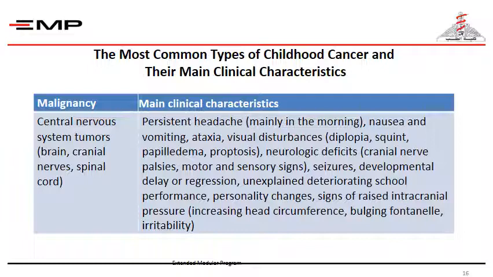So the second most common malignancy in pediatrics is the central nervous system tumors. The main clinical characteristics of which are persistent headache, nausea or vomiting, ataxia, disturbed gait, visual disturbances in the form of diplopia, squinting, papilledema, proptosis, and neurological deficits like cranial nerve palsies, motor or sensory signs, convulsions or seizures might be the presenting problem.